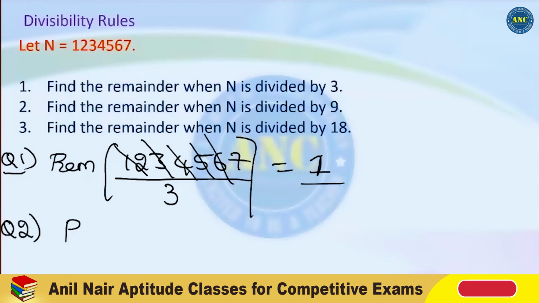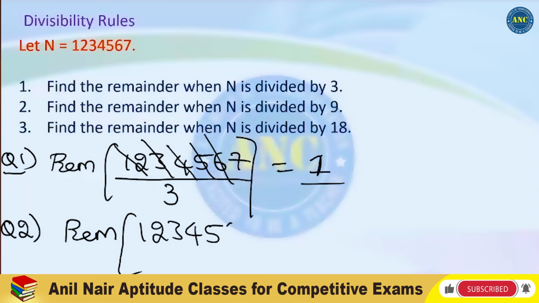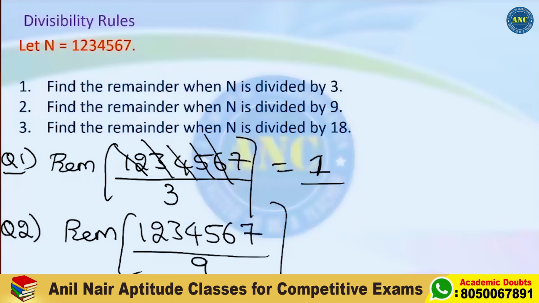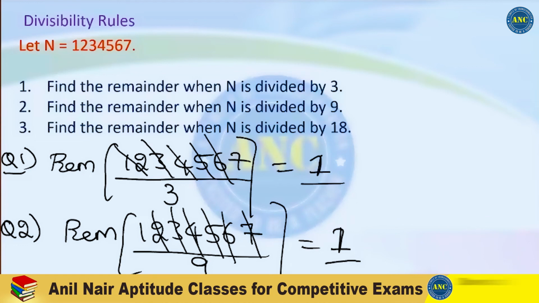The sum of the digits should be divisible by 9. The same thing applies when the number is divided by 9. 1234567 divided by 9: 6 plus 3, 9. 5 plus 4, 9. 7 plus 2, 9. 1 divided by 9, remainder 1. I hope the idea is clear. Question 1, I hope it is clear. Question 2, I hope it is clear.